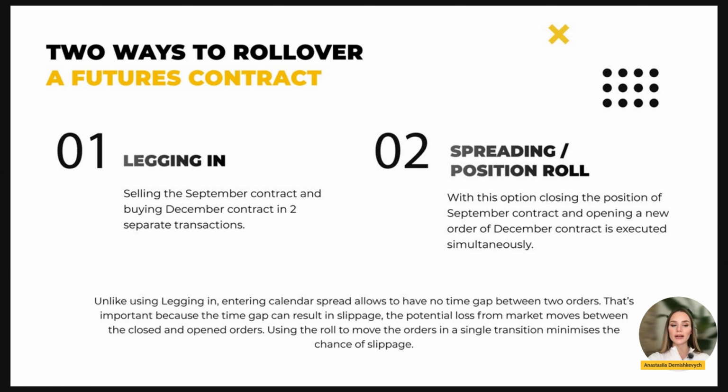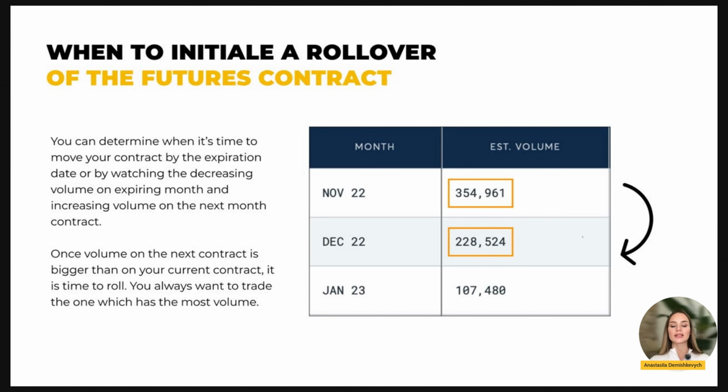The second option is spreading, also called position roll. In this method, you close the position of the current contract and simultaneously open a new position for the new contract. This method minimizes the risk of slippage since both orders are placed at the same time, helping you avoid potential losses due to the market movement. You can determine when it's time to move your contract by either the expiration date or by watching the decrease in volume on the expiring contract and increase in volume on the next month's contract. Once volume on the next contract is bigger than on your current contract, it is time to roll. You always want to trade the one which has the most volume because this is the most liquid market.